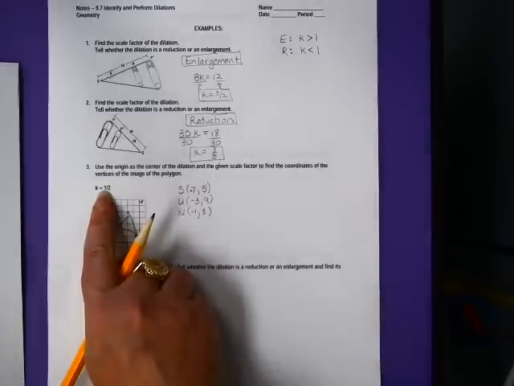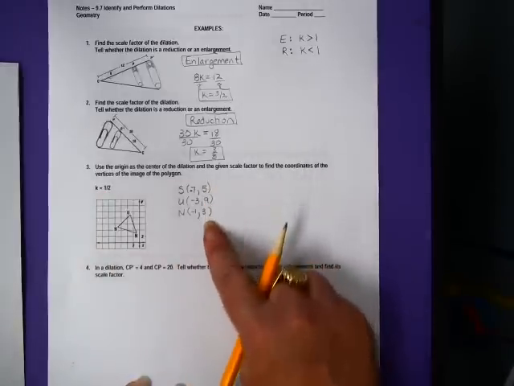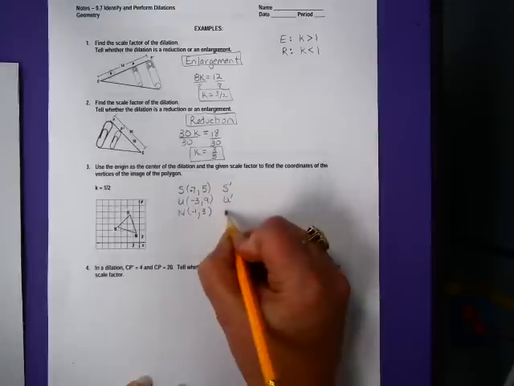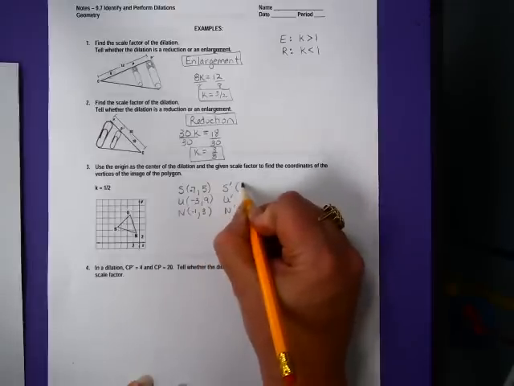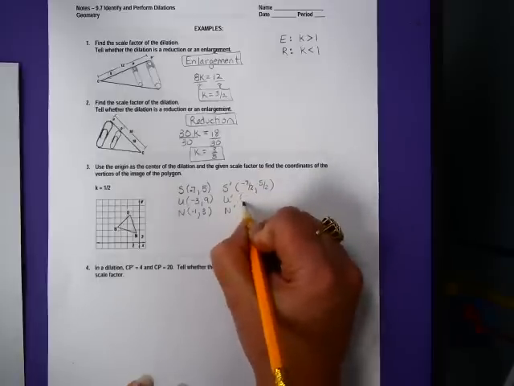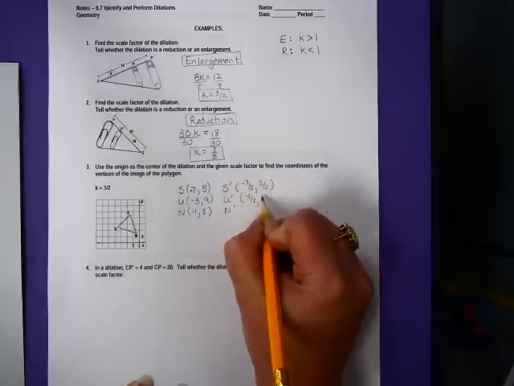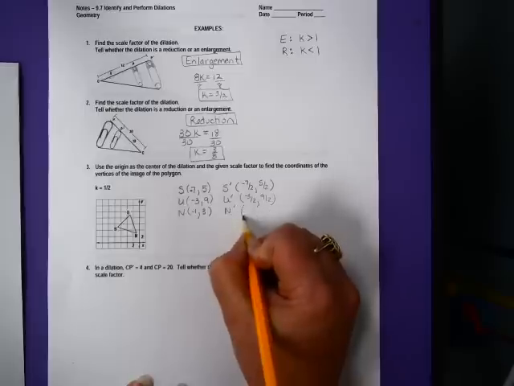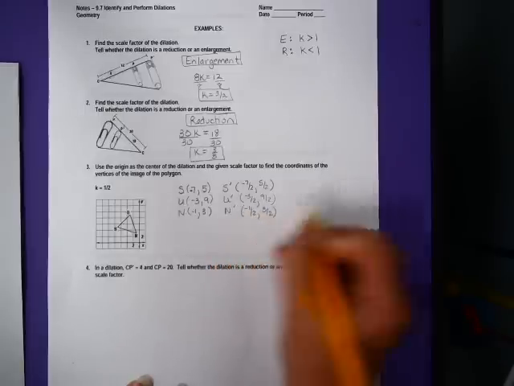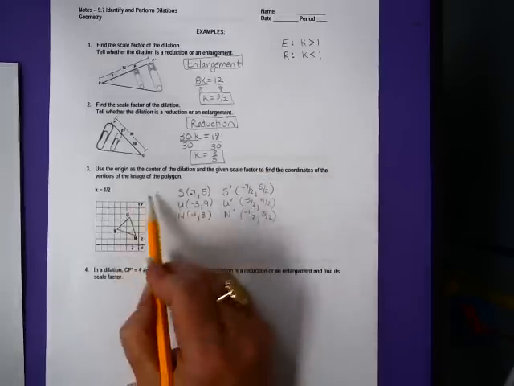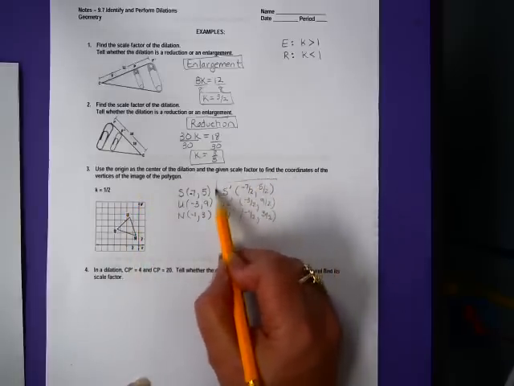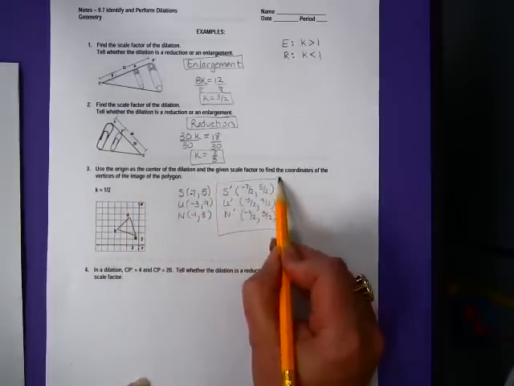Now, the scale factor is 1/2, so that means cut every single one of these in half. So my S prime U prime N prime is going to be -7 over 2, 5 over 2, -3 over 2, 9 over 2, and -1 over 2, and 3 over 2. And that is it. It said find the coordinates of the image of the polygon. It didn't ask you to graph it, so that's all I have to do.